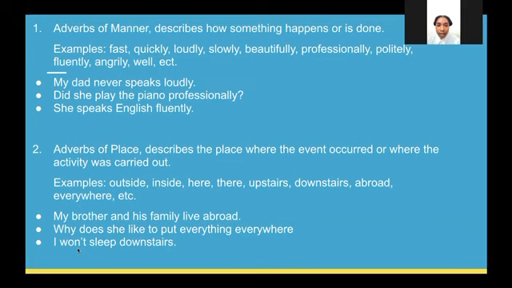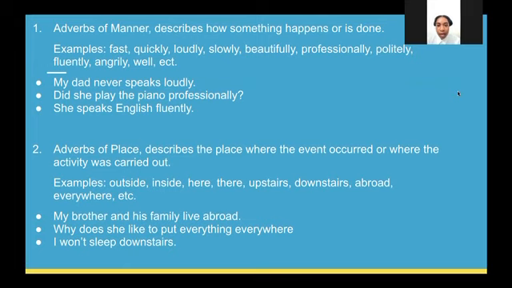Number 1, adverbs of manner. They describe how something happens or is done. For example: fast, quickly, loudly, slowly, beautifully, professionally, politely, fluently, angrily, well, and so on. Example sentences: My dad never speaks loudly. Did she play the piano professionally? And she speaks English fluently.